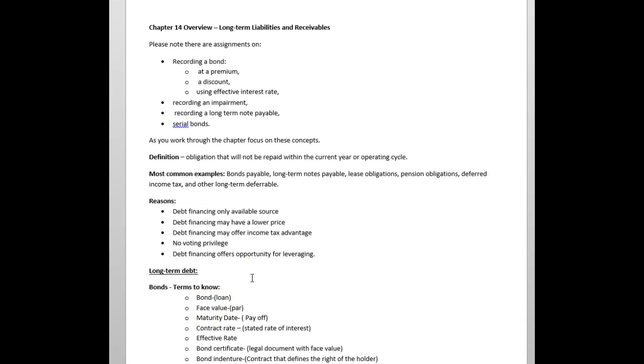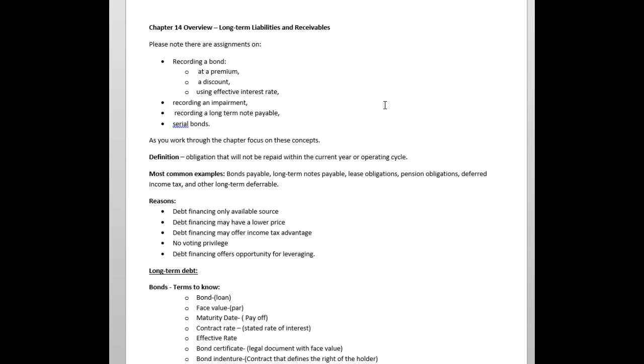Chapter 14 Overview: Long-Term Liabilities and Receivables. This is a very long and complex chapter, so bear with it. Go with the flow with this one. I'll try to move as slowly as we can, but yet get through it. So here we go. Let's give this a whirl.